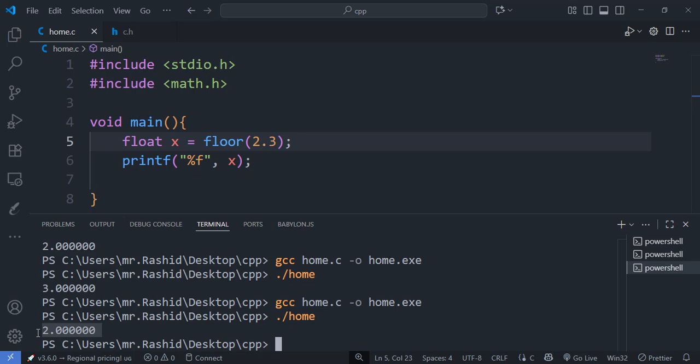Let us take a look at another one, which is called round. This one rounds to the nearest integer. No more rounding. So it is here, round.